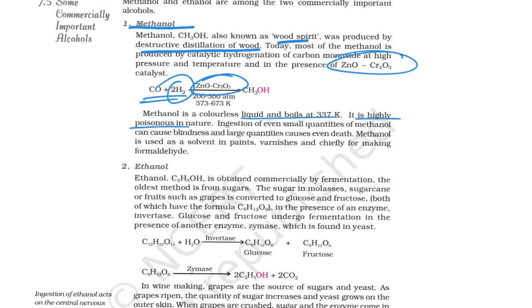It is highly poisonous in nature, I already told you. Ingestion of even a small quantity of methanol can cause blindness and a large quantity causes death. Methanol is used as a solvent in paints and varnishes and for making formaldehyde.